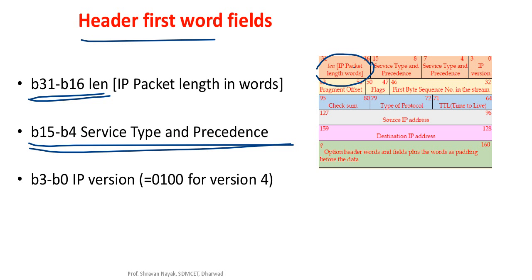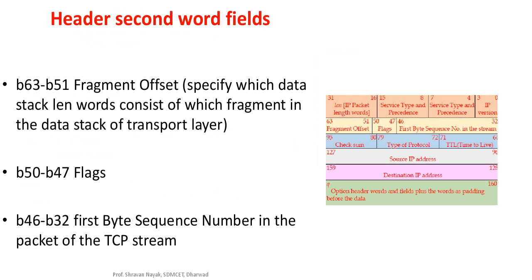Like that, you have something called the fragment offset, which specifies which data stack length word consists of which fragment in the data stack of the transport layer. This is not required for us to understand. Then you have the flags, and you must be knowing the meanings of the flags. Then bits 46 to 32 give you the byte sequence number in the packet of the TCP stream.